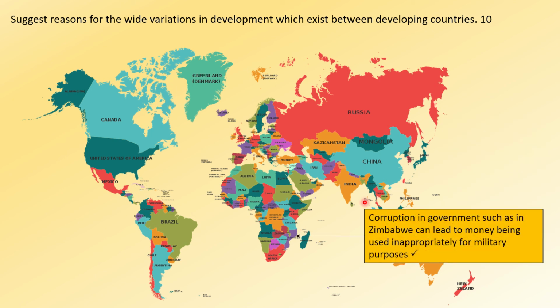Some countries are famously corrupt. For example, Zimbabwe has a very famously corrupt economy, and that means that some money which should be going into schooling or to developing healthcare is being siphoned off into, for example, the military.